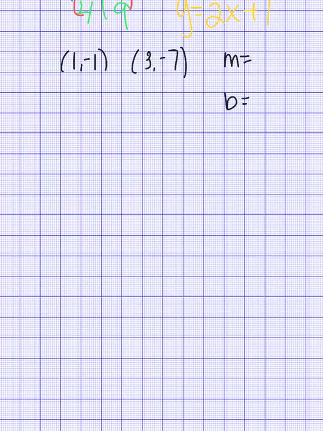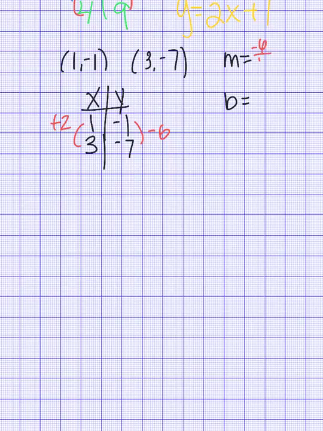Well, we just got done doing tables, so why don't we take these 2 points and put them in a table. 1, -1, 3, -7. And let's find your change in y first. -1 to -7 is -6. 1 to 3 is +2. So our slope here would be -6 over 2, and we can reduce this. A negative divided by a positive is a negative, and 6 divided by 2 is 3. So -3 is my slope.